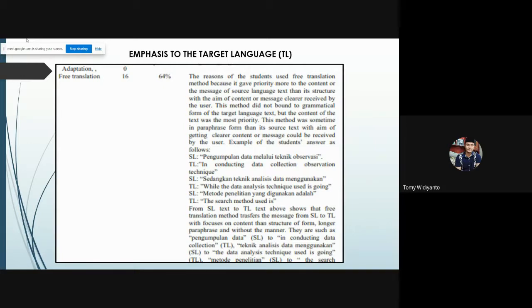So from the SL text to the TL text above, it shows that the free translation method transferred the message from SL to TL with a focus on content and not the structure of form, with longer paraphrase, and without the manner. They are such as pengumpulan data to in conducting data collection, teknik analisis data menggunakan to the data analysis technique used is going, and metode penelitian to the research method. That's it. Okay, let's continue to the next slide, please, Ms. Litani.